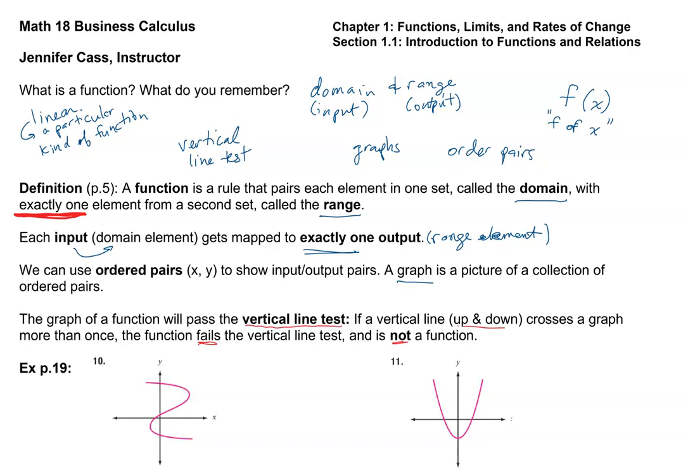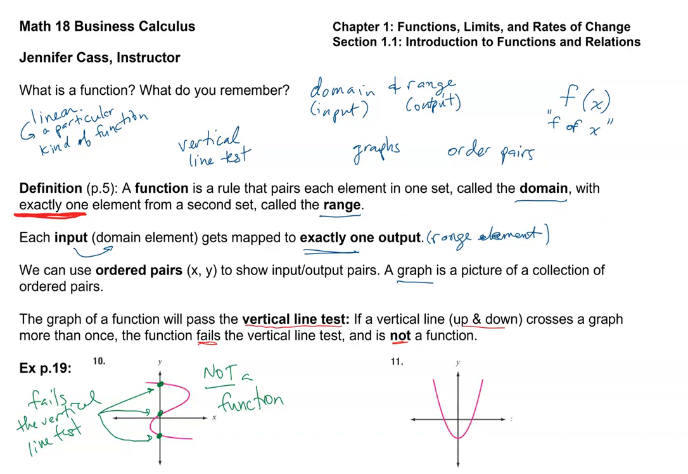So this first example from page 19, number 10, we're looking at this backwards S kind of a graph. And we can see actually the y-axis is a vertical line. And if I look closely at that y-axis, vertical line, I do see that it crosses the function in 3 places. So right there, there is an example, and it just takes one to fail the function. It fails the vertical line test. And so this one is not a function. And we could have drawn other vertical lines to see that as well.